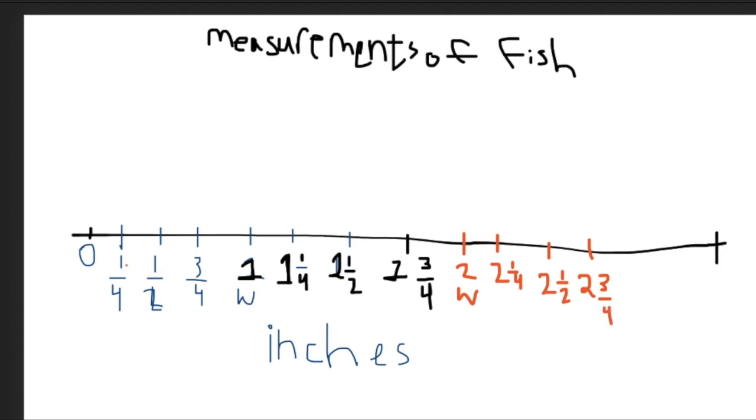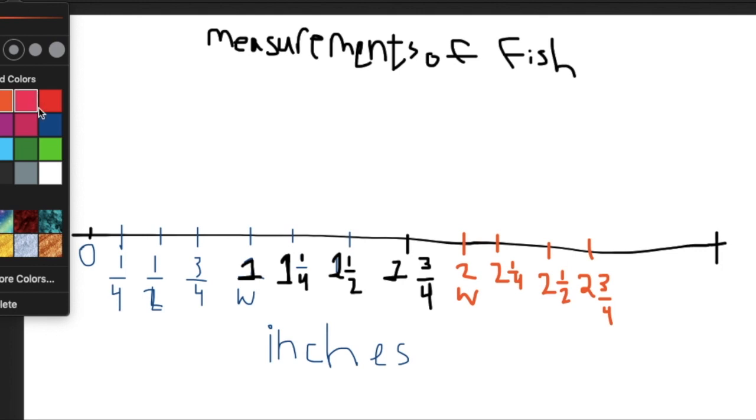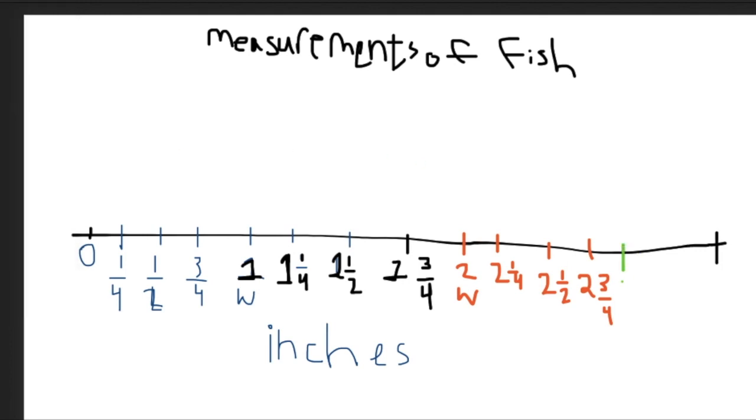Next, because it's like we're going by fourths, the next number I would jot down and plot would be 3, which would be 3 whole inches. After that, I have 3 and 1/4. Remember, that was the largest that we had when we did our measurements.